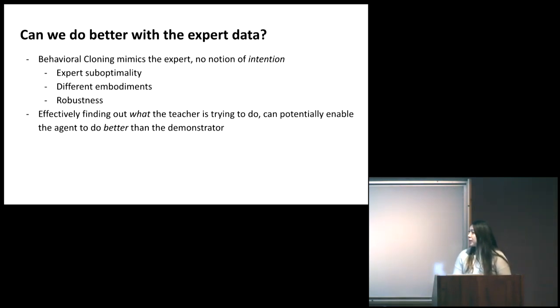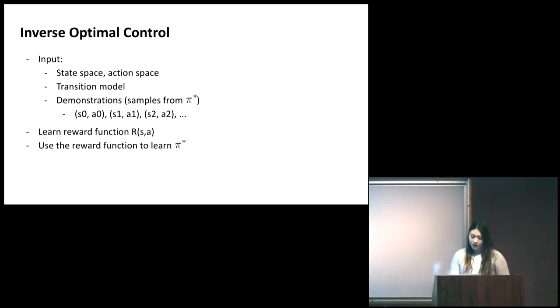And maybe what's more applicable is the idea of robustness. Again, if we're making mistakes, or we encounter things that the expert never saw, some things that are unexpected, then if we have an understanding or conceptualization of what the expert's trying to do, maybe we can still succeed. So in summary, finding out what the teacher is trying to do can potentially enable us to do better than the demonstrator. Okay. So in inverse optimal control, we have as input the same thing, state and action space, perhaps access to a transition model and the demonstrations. And what we're trying to do now is to learn the reward function and then use the reward function to learn pi star.